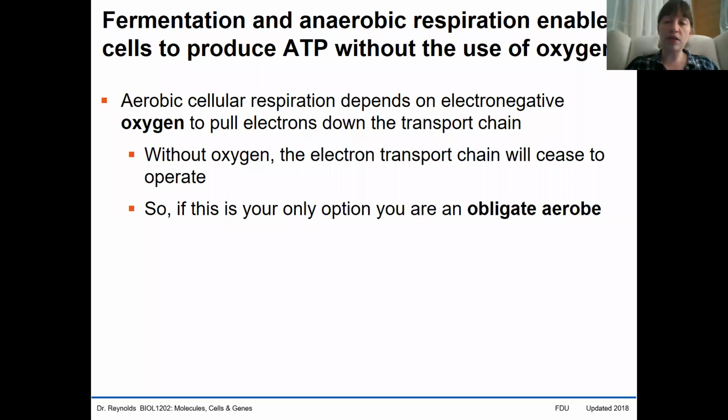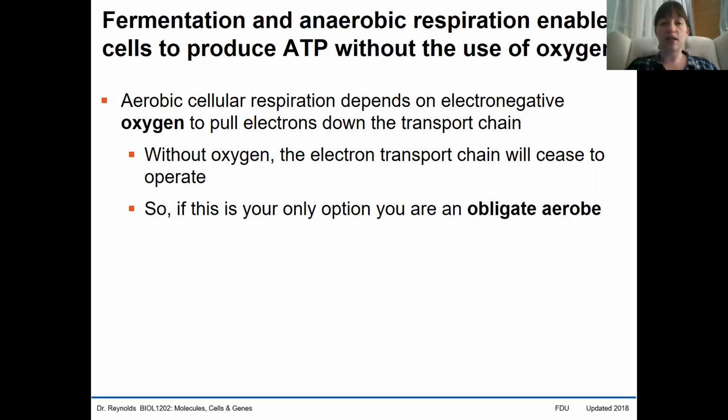So far we've been looking at aerobic cellular respiration, where the process of the electron transport chain is really being driven by that highly electronegative oxygen accepting our low energy electrons that have been used to pump protons. But without oxygen present, the electron transport chain ceases to operate. If this is your only option, you're an obligate aerobe.